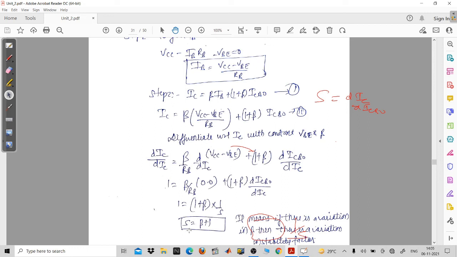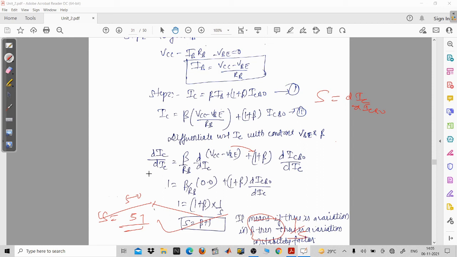So you can see here the stability factor will be very, very high. The stability factor S equals beta plus 1. Now if you put beta as 50, then S will be equals to 50 plus 1, which is 51. So this is the highest value, and because of that your fixed bias circuit is not stable. So if this is a higher value, the system is not stable.